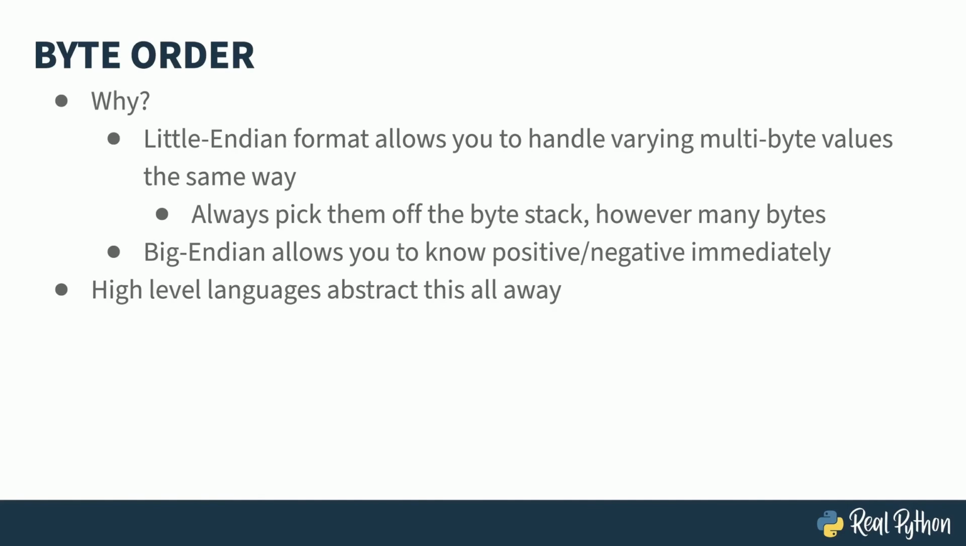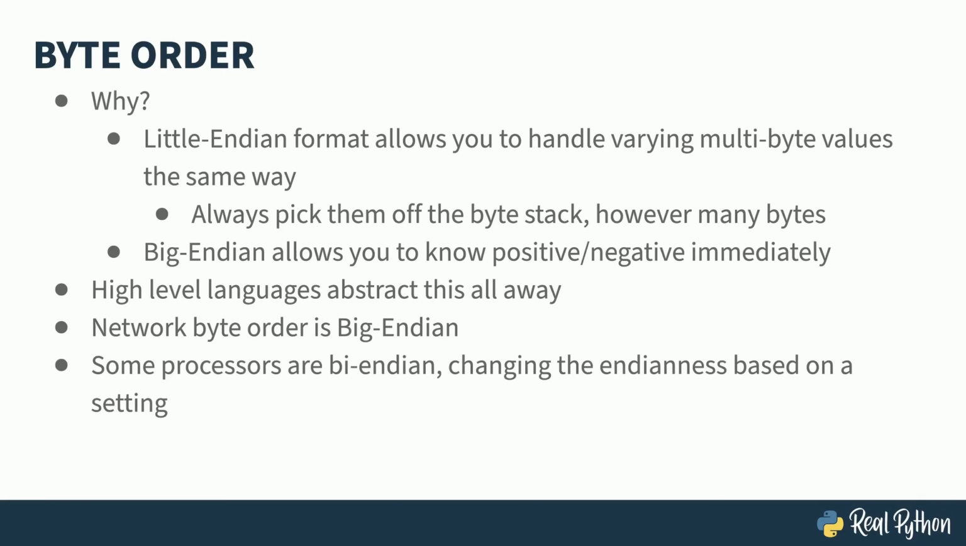This difference isn't a big deal when you're dealing with a modern high level language. It's all abstracted away. In the early days of the internet, it was decided that byte order on networks was big endian. I suspect this is because most of the networking stuff was done in the early days at universities, most of which had mainframes, which were big endian. Some processors are actually configurable. These are called bi-endian, and a setting changes their mode. Some of the newer ARM processors that are common in mobile phones are bi-endian.